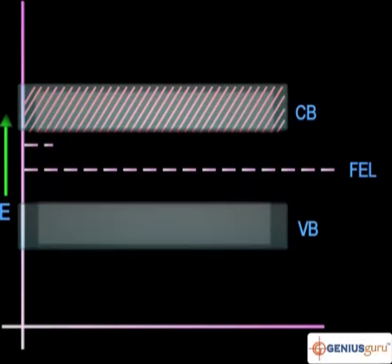Similarly, when you add a pentavalent impurity, it becomes an N-type semiconductor. In N-type semiconductor, the donor level shifts towards the conduction band. That is, the Fermi energy level shifts towards the conduction band, so that it can easily give electrons to the conduction band. This is the classification of semiconductors, pure as well as impure semiconductors.